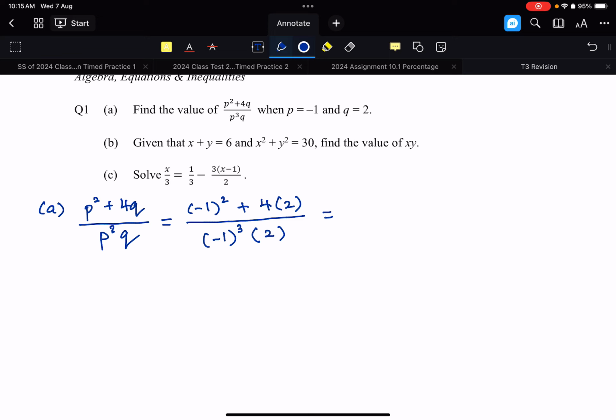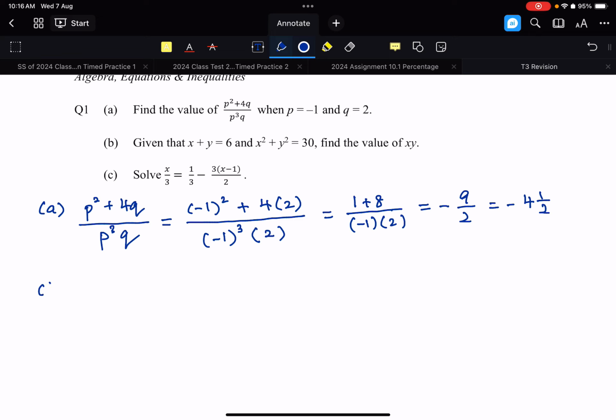So from here, you work this one out. This is going to be 1 plus 8 over negative 1 times negative 2, right? And continue to simplify. This will give us negative 9 over 2. You can of course write it as a mixed number if you prefer that. Looks neater. Okay, so that's the first one.